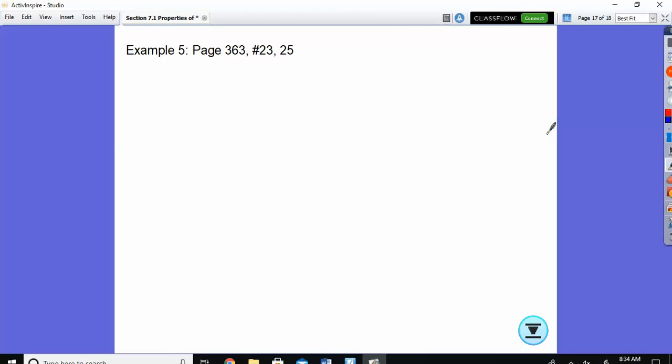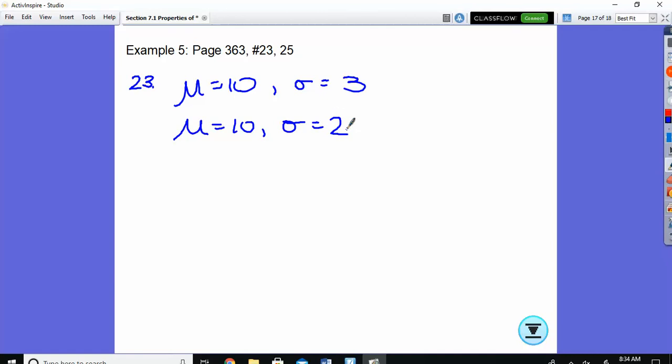Okay, so this one says, one graph in the figure represents a normal distribution that has a mean of 10 and a standard deviation of 3. The other has a mean of 10 and a standard deviation of 2. So we need to look at these graphs A and B and decide which is which. So they have the same mean.